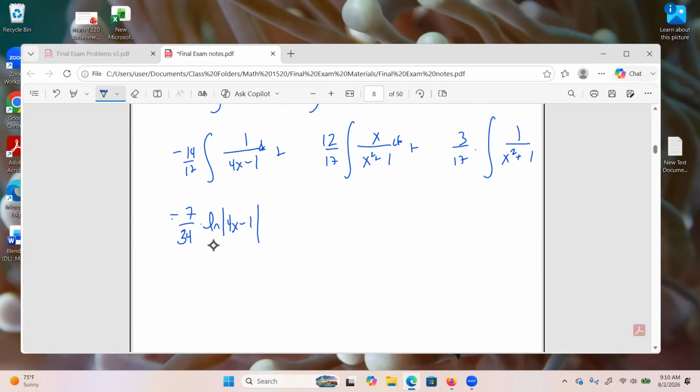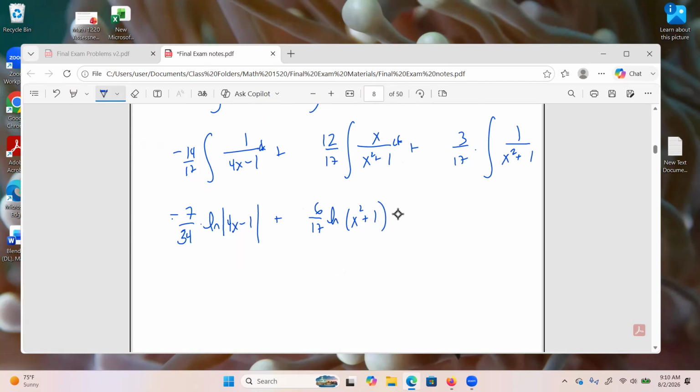Let's see, what are we doing next? We're looking at this piece in here. Let u be equal to x squared plus 1. Du is going to be 2x, so we multiply and divide by 2. That's going to be plus 6/17 natural log of x squared plus 1. You don't need absolute values here, because x squared plus 1 is never negative. So we're going to end up with this.